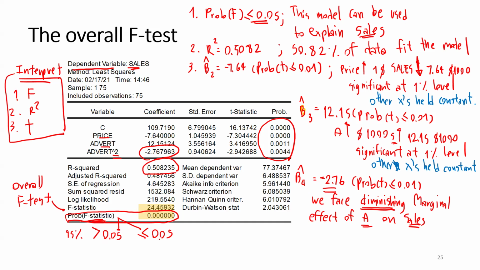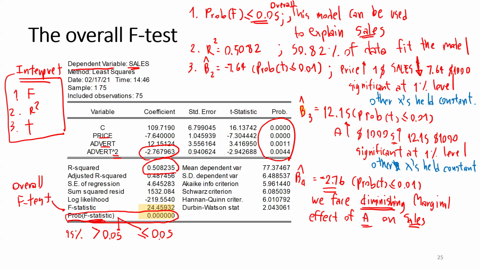No, just like this. Just first, the F: overall the model can be used to explain sales. You may add the word overall, because this is the overall F test. You must interpret the overall F test first.